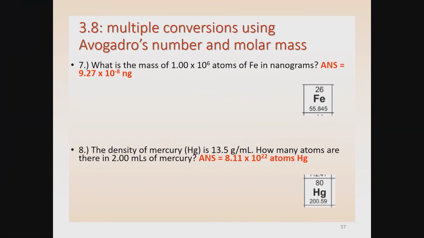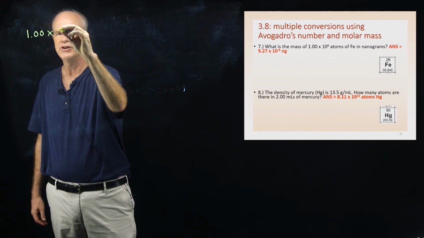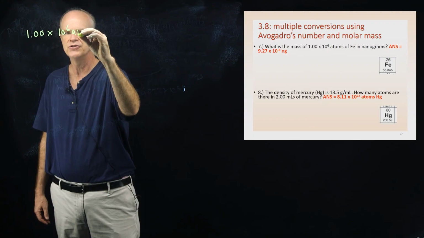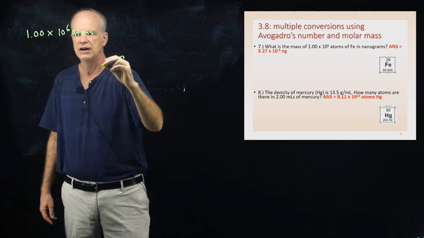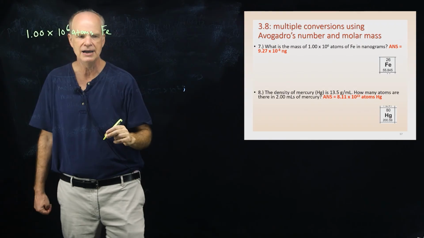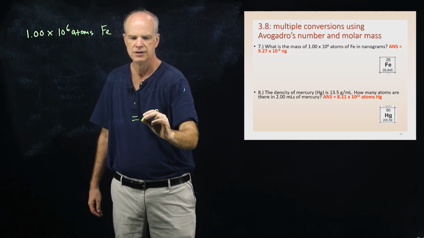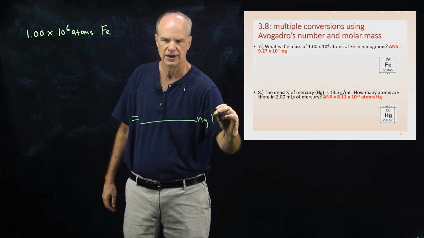Okay. The next problem reads, what is the mass of 1.00 times 10 to the 6 atoms of iron in nanograms? Okay, so a little bit trickier. So we have 1.00 times 10 to the 6 atoms of iron, and we're going to have to get this eventually into nanograms of iron.